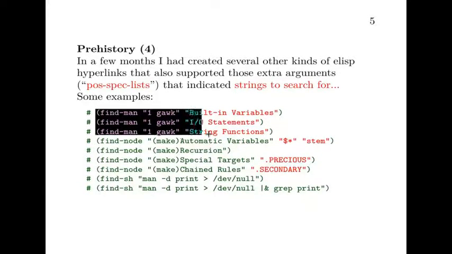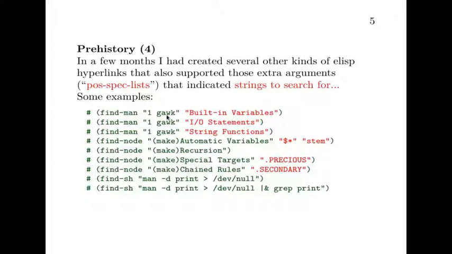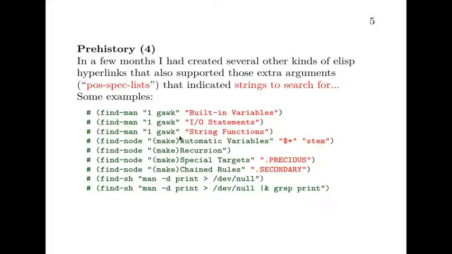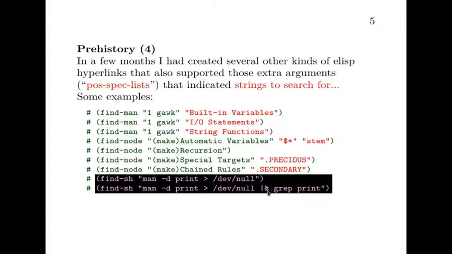These hyperlinks here would open the man page of GNU Awk, and they go to specific sections in it, and these hyperlinks open the info manual of Make and go to certain nodes in this manual, and in some cases it also looks for these strings in these nodes. And these hyperlinks here, they run certain commands in a shell and then display its output.